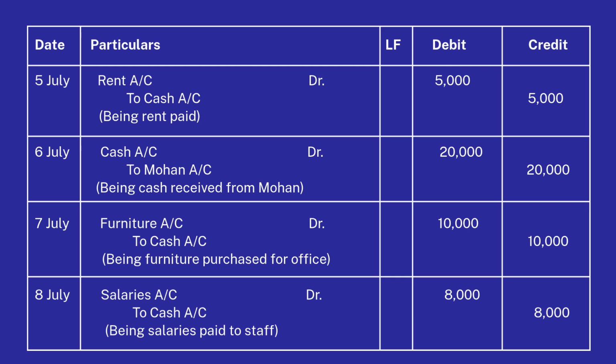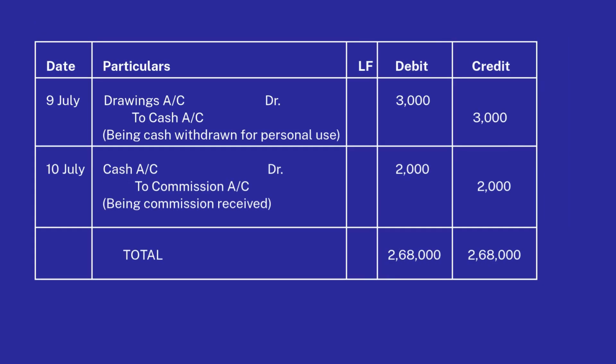Next, cash account debited to Mohan account. Next, furniture account debited to cash account. Next, salaries account debited to cash account. Next, drawings account debited to cash account. And last entry, cash account debited to commission account. The total of debit side should always be equal to total of credit side. Here total is 2,68,000. Let's prepare ledger accounts one by one.